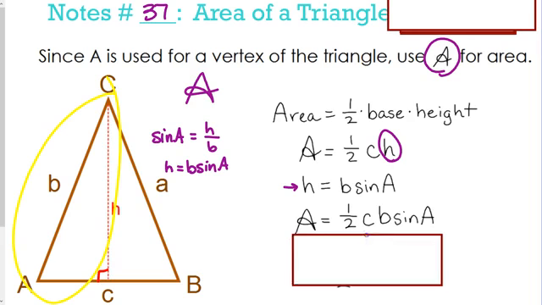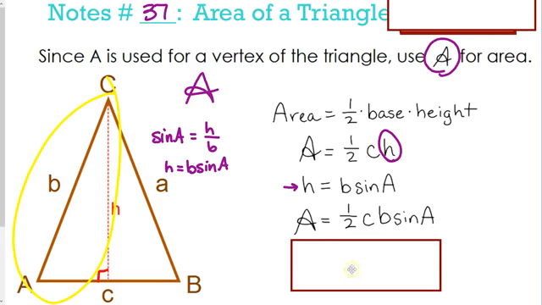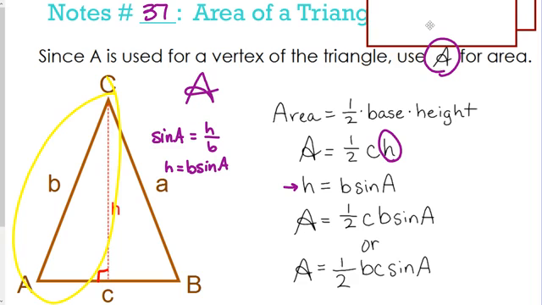Just to make it look a little nicer, I'm going to rearrange the order of the letters B and C. So the area is 1/2 times B times C times the sine of angle A. What I want you to notice is that B and C are consecutive sides. Here's B, here's C, and A is the angle in between. We call that the included angle.